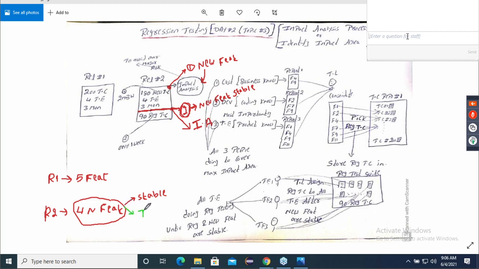Now what I did, after the new features were stable, I started doing this impact area analysis. When I was doing impact analysis, carefully listen, we found a problem. The problem was, because we have implemented these 4 new features, one of the old features is completely broken. One old feature is not working.